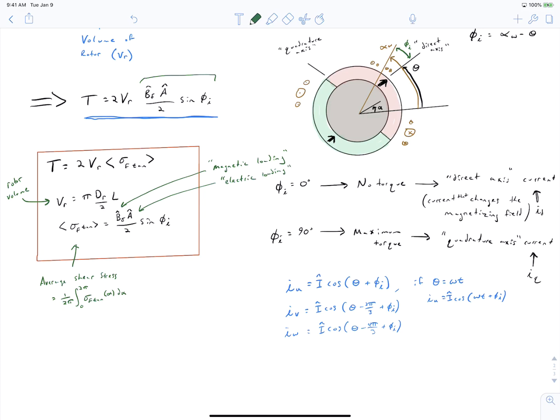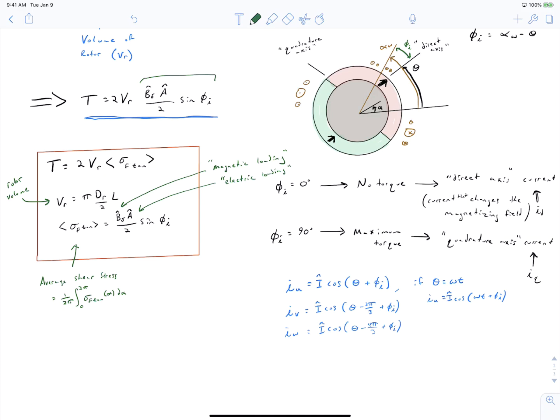And B delta is called the magnetic loading of an electric machine. That is the fundamental harmonic component of your air gap flux density under no load conditions, a key property of a machine, and that's called the magnetic loading. A hat, the peak, the amplitude of your linear current density, is also a fundamental property of an electric machine, and that's called the electric loading. And then phi I is a runtime decision. Your drive selects what phi I is going to be, so that's not a property of the machine. But the key properties of the machine here are the magnetic loading, the electric loading, the achievable shear stress in your air gap, and then the volume of your rotor.